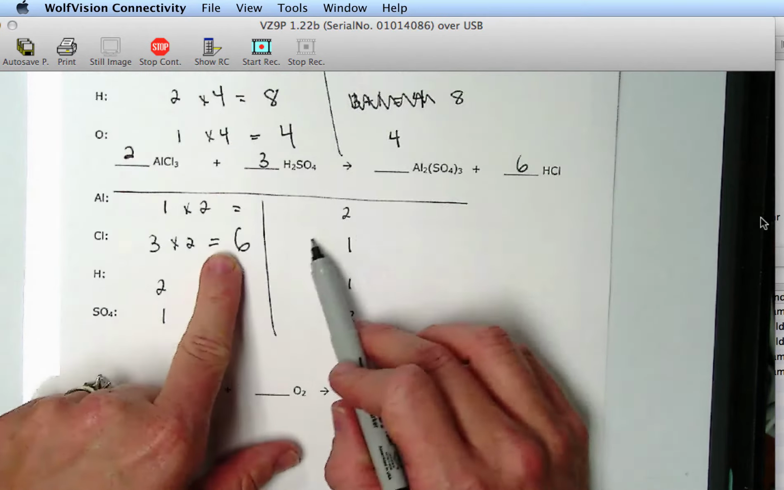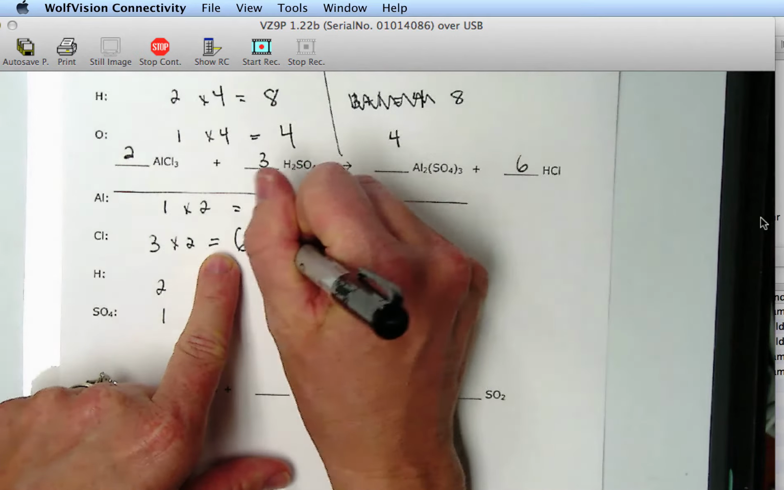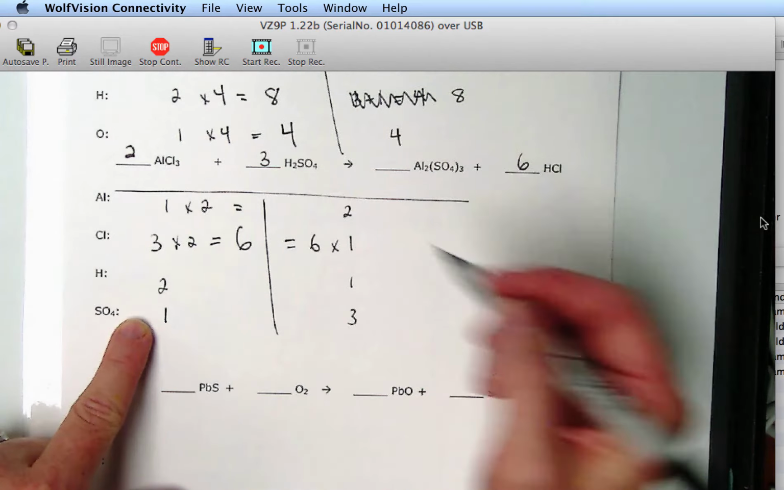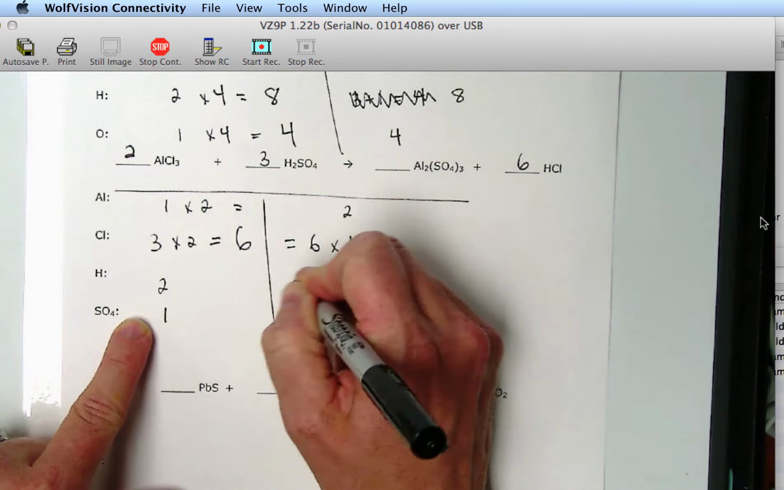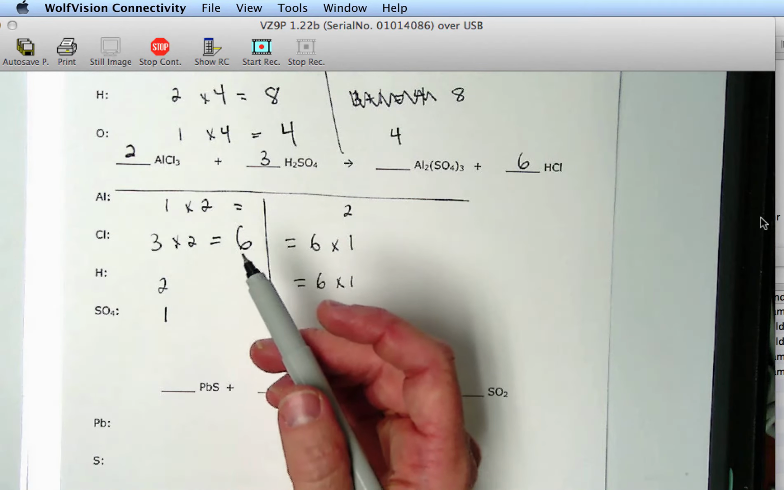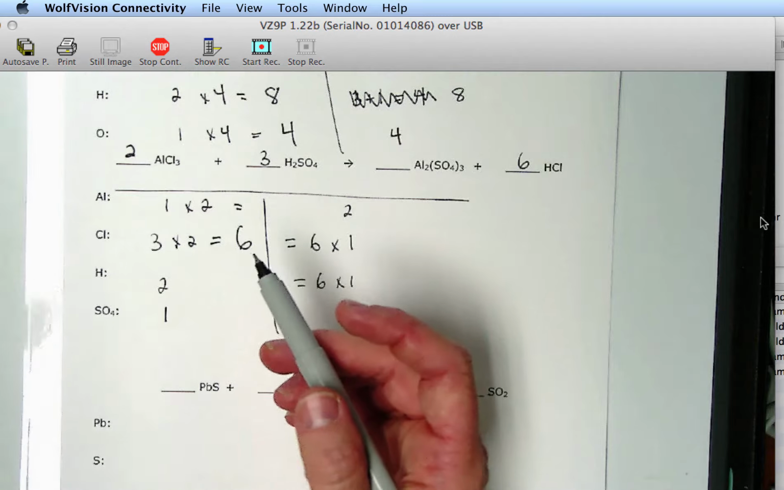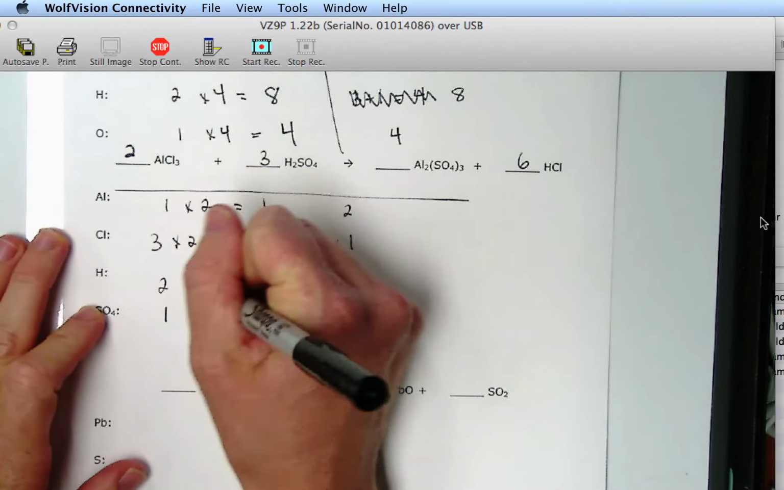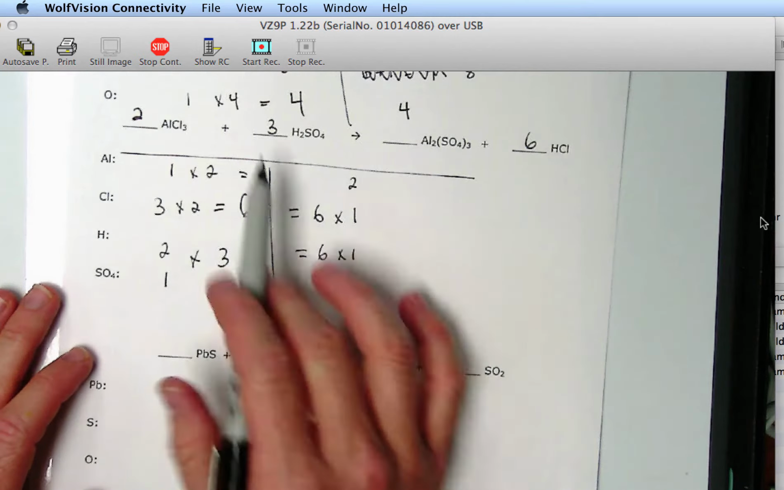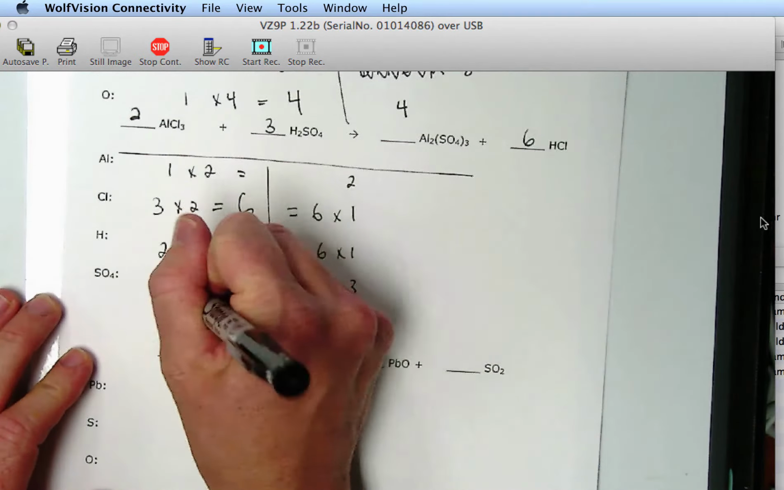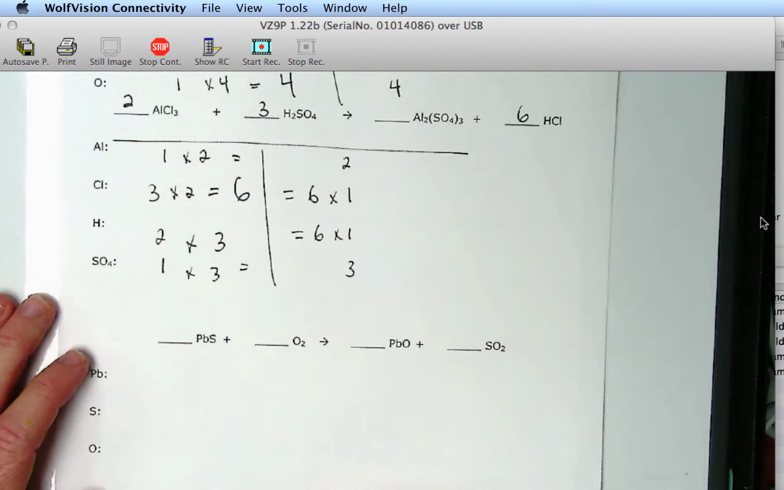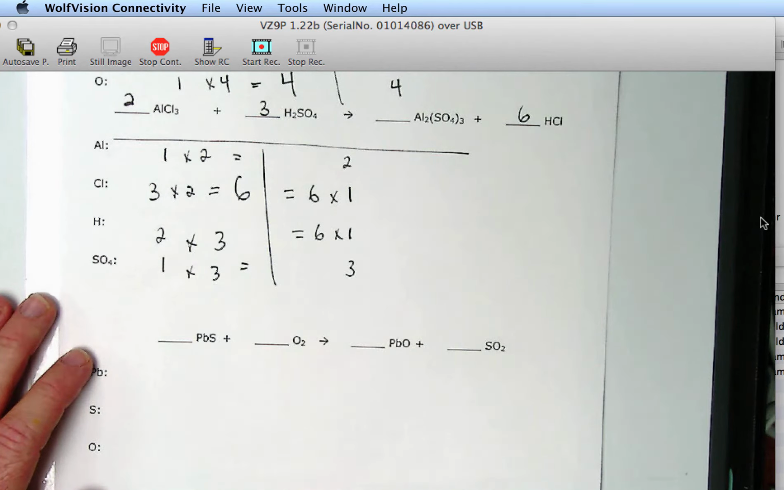So then, to get that to balance, I have to multiply this one by 6. And then your hydrogens are impacted because now you have 6 here. Well, 6 is not equal to 2. What do I have to multiply 2 by to get 6? Right. And then when you multiply the 3 here, you get 3 sulfates. So for the sulfates, I put 4 for the left side and 4 for the right.